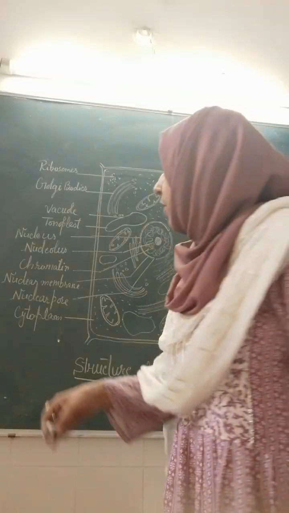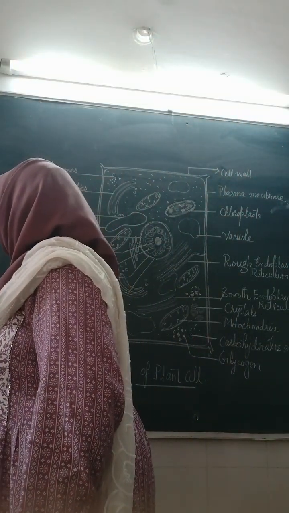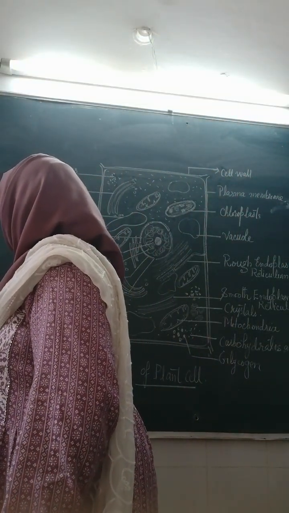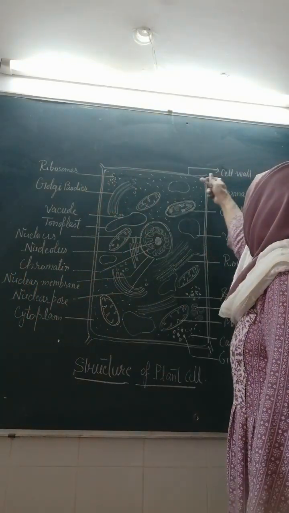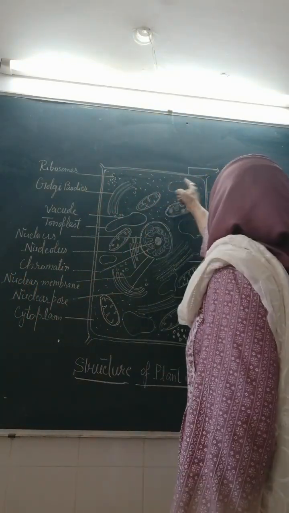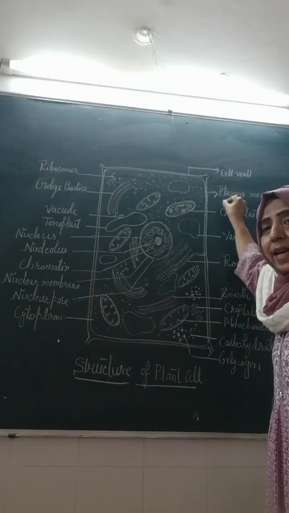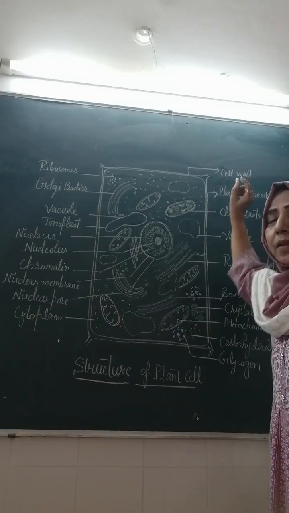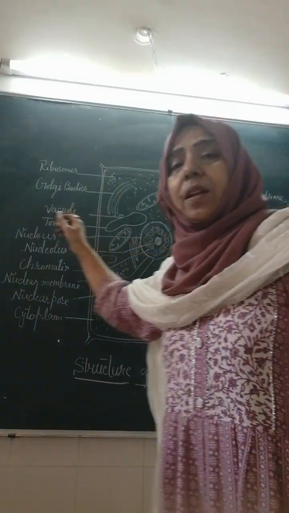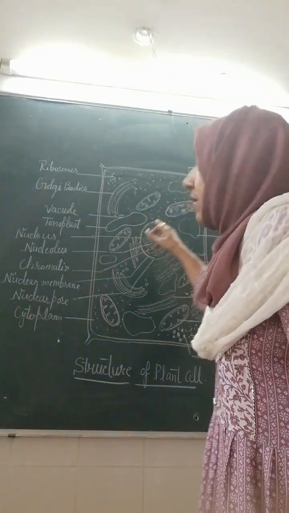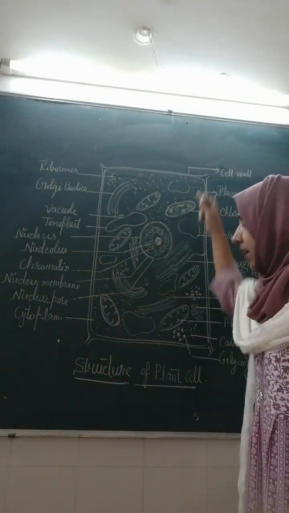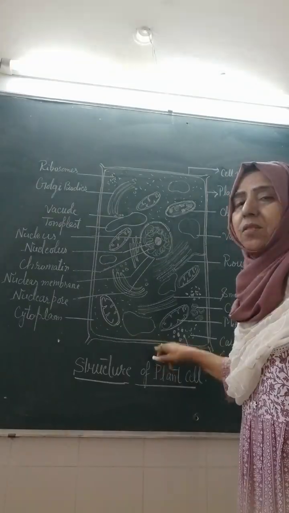The cell wall is made up of cellulose. Inside this there is another membrane which is called the plasma membrane. Plasma membrane is present in both plant cell and animal cell, but the cell wall is present only in the case of the plant cell.